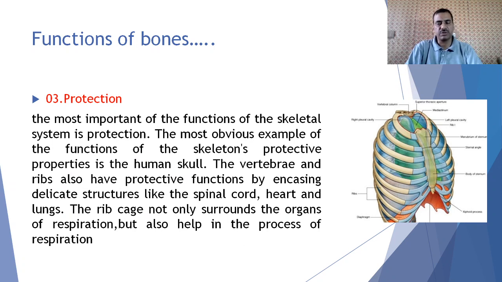Next important function is protection. You can see this is a cage known as the rib cage, and important organs like lungs and heart are protected here by these bones. So we can write that a most important function of the skeletal system is protection. The most obvious example of this function is the human skull, where our brain is protected. The vertebrae and ribs all have protective function. The rib cage not only surrounds the organs, but it also helps in respiration.